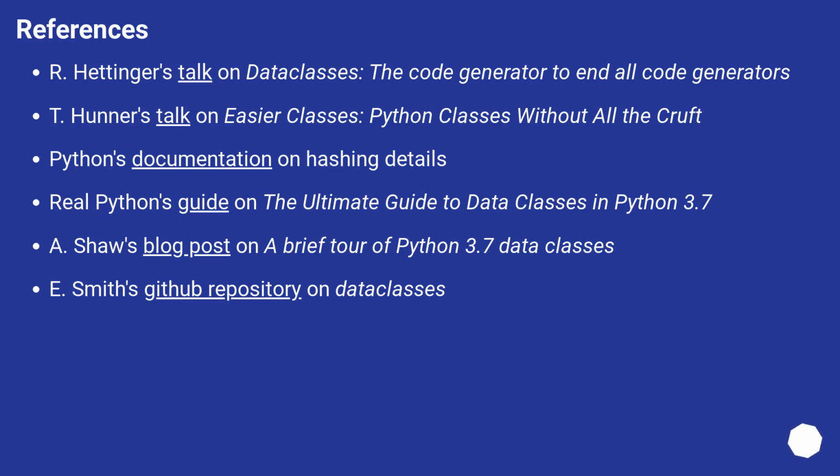References are Hettinger's talk on data classes, the code generator to end all code generators; T. Hunter's talk on easier classes, Python classes without all the cruft; Python's documentation on hashing details; Real Python's guide, the ultimate guide to data classes in Python 3.7; A. Shaw's blog post, a brief tour of Python 3.7 data classes; E. Smith's GitHub repository on data classes.